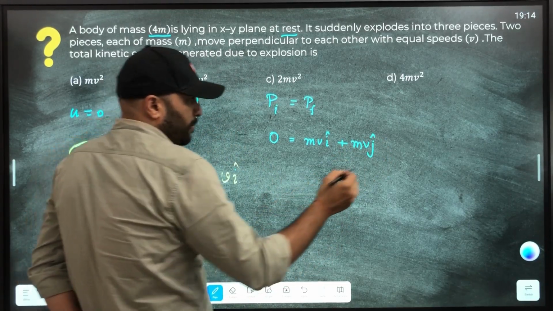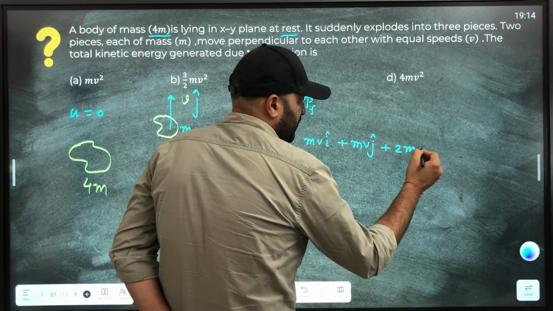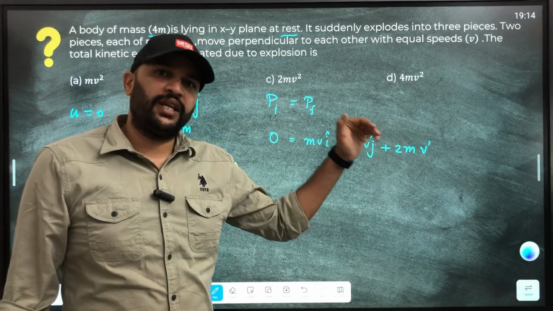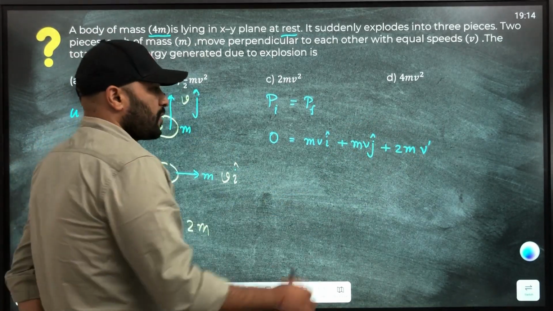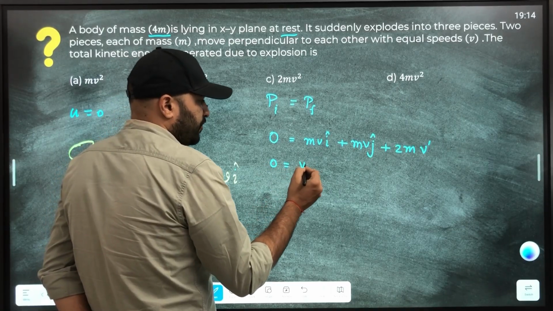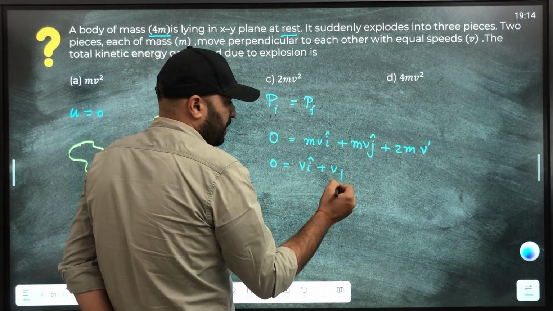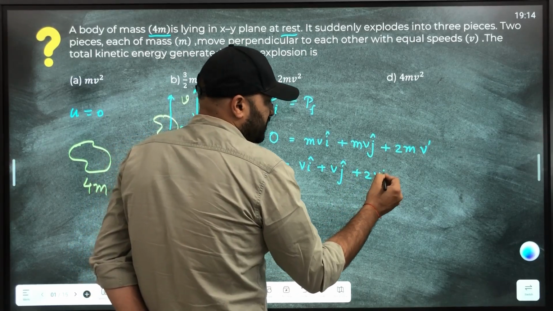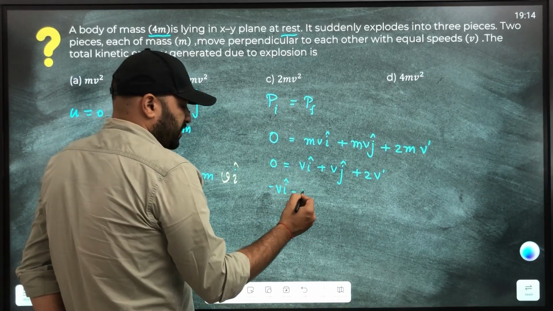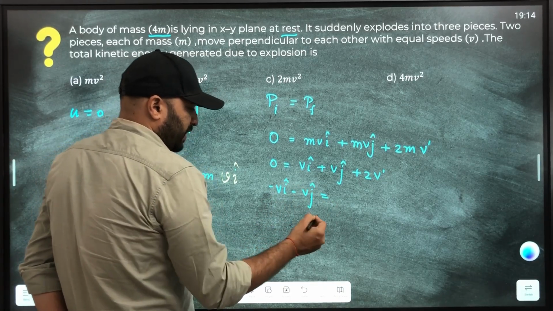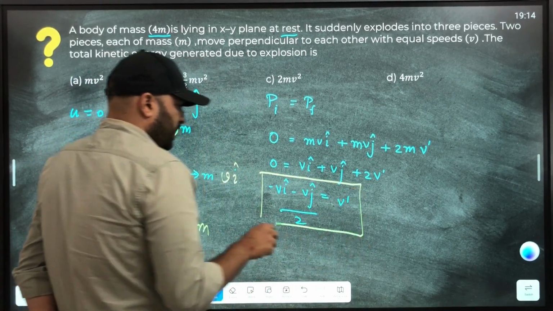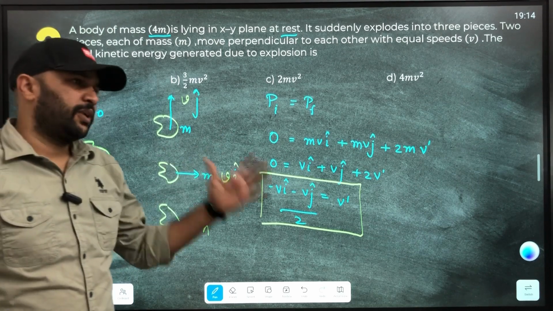And this will be 2m, and we don't know the velocity of this, so let's call it v dash. We are actually looking for the magnitude of this v dash. Let me first divide the whole equation by m. So it will be 0 equals v i cap plus v j cap plus 2v dash. Taking it to the left hand side, minus v i minus v j, all divided by 2, equals v dash. So this is the velocity vector of the final piece.